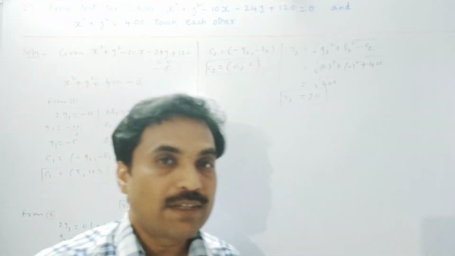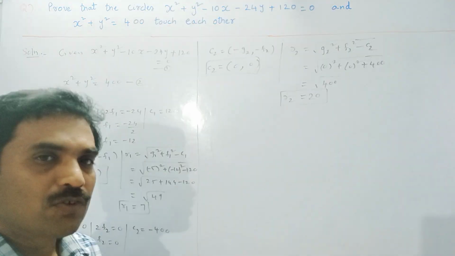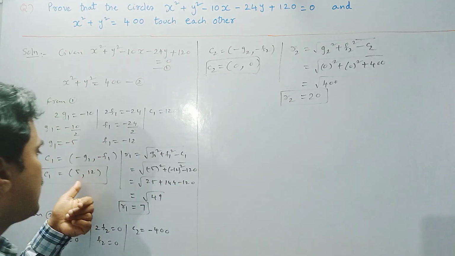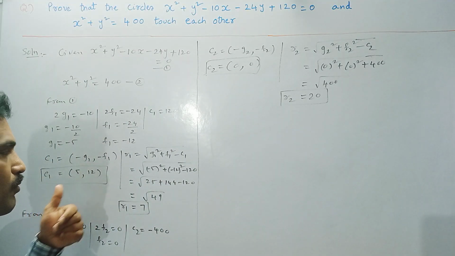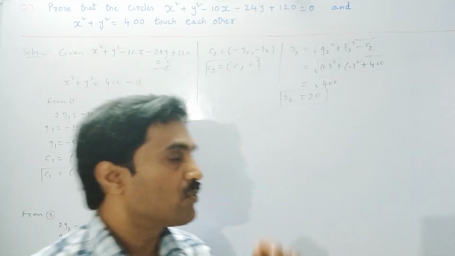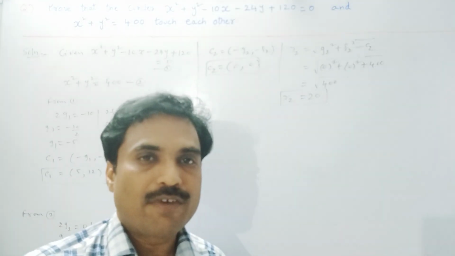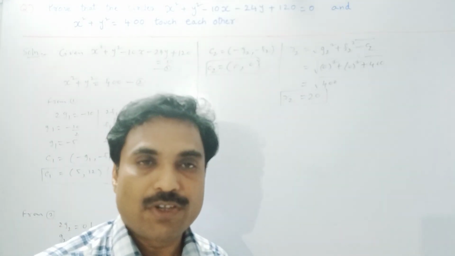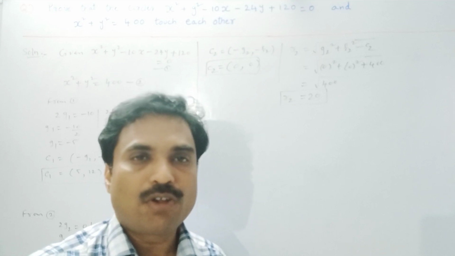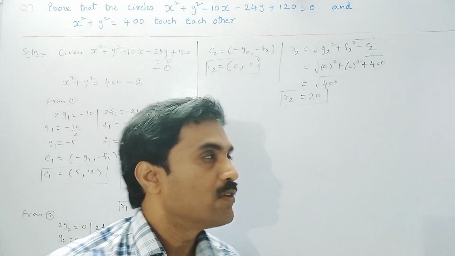Next step, we need to find the distance between those two centers. So how to find the distance between those two centers? We have to take C1 as point x1 y1. x1 equal to 5, y1 is 12. And C2 is 0 comma 0, so take x2 as 0, y2 as 0. So you have 2 points x1 y1 and x2 y2. What is the distance formula between 2 points? The distance formula is square root of x2 minus x1 whole square plus y2 minus y1 whole square.